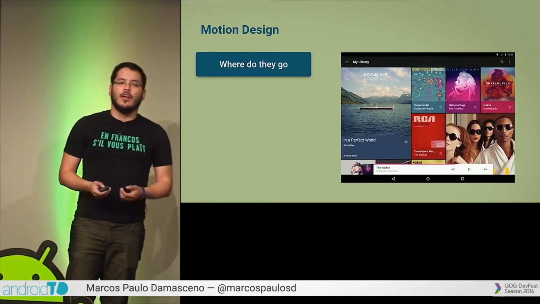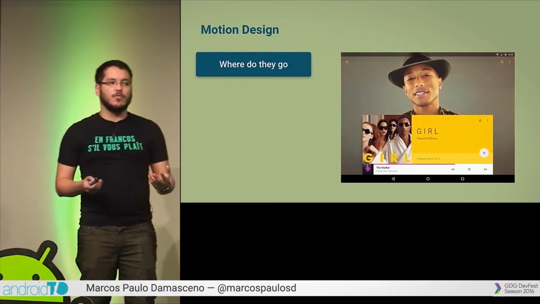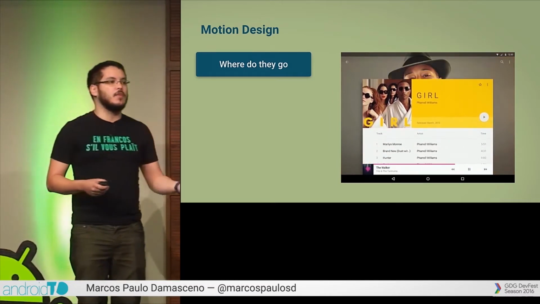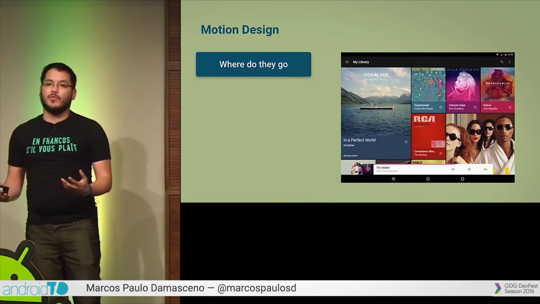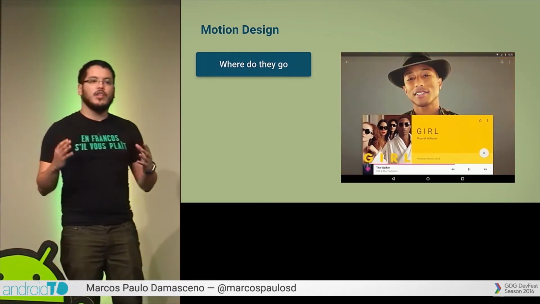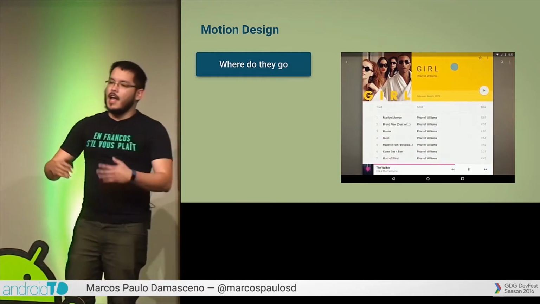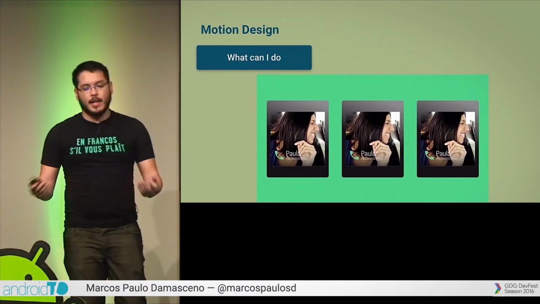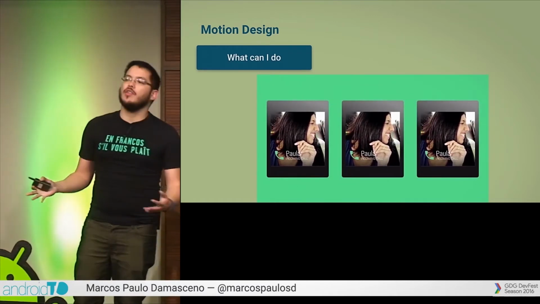Where do they go? So if I click on something that goes to a detail of something else, why make this disappear and make something appear that's shared between the two elements, the two screens? Why can't I just make them slowly go to the place where they should be and then stay there? And what can I do? Mainly, what can I do is the most important thing.